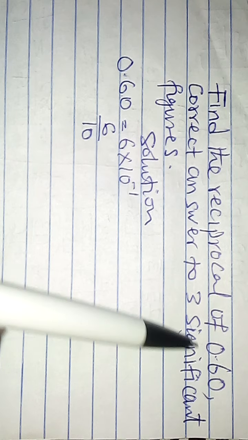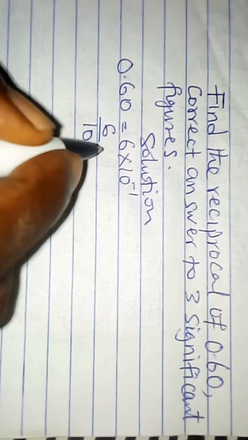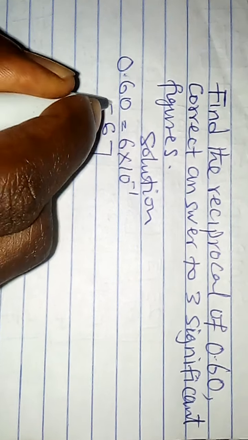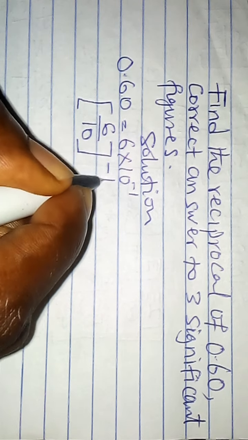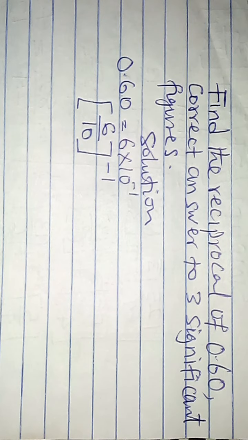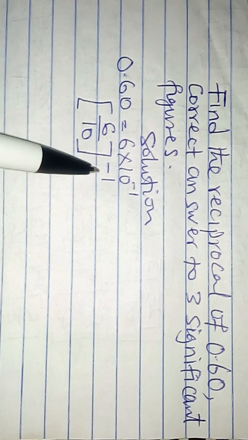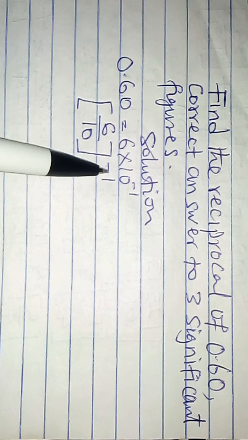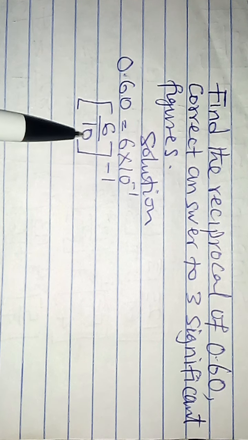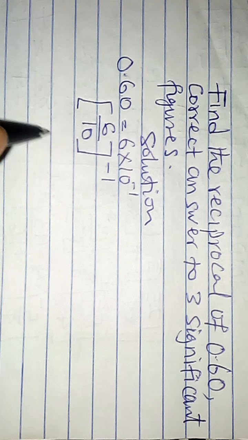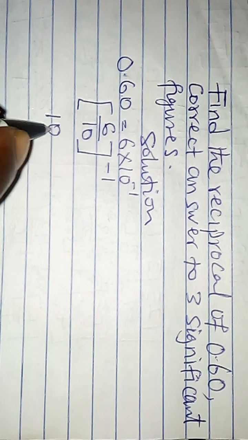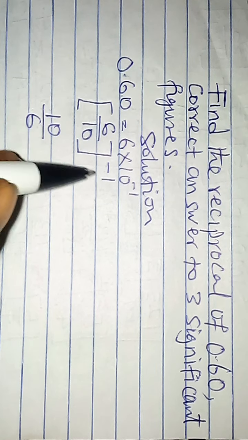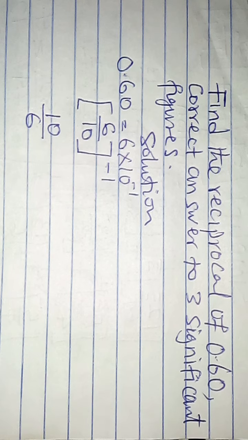So now let us represent it in reciprocal form. Now we know that for us to remove this reciprocal sign, which is like inverse, we will take the top number to the bottom and the bottom number to the top. It means it will now be 10 all over 6. At this point, this sign will not be here anymore.